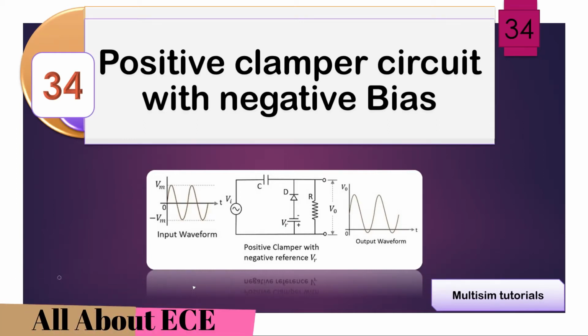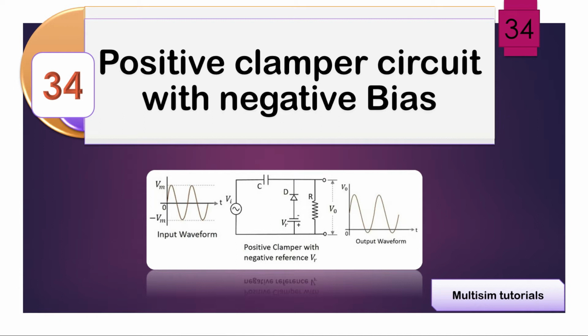In this session, we are going to discuss the positive clamper circuit with negative bias mode. In the previous lecture, we saw the positive clamper circuit with positive bias. When it is in positive bias mode, it is shifted 2 volts above. Because it is adding 2 volts, the output gets shifted by 2 volts of DC above. Whereas in this one, we are having a negative bias, right?